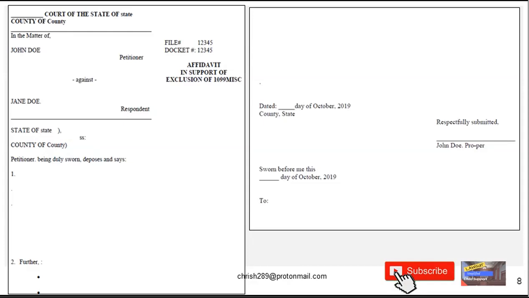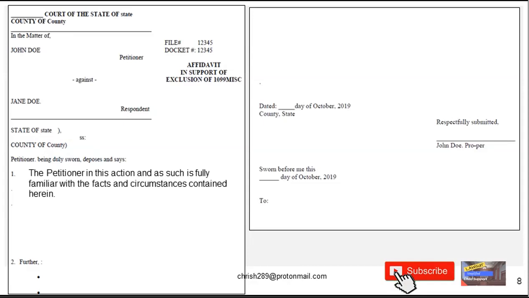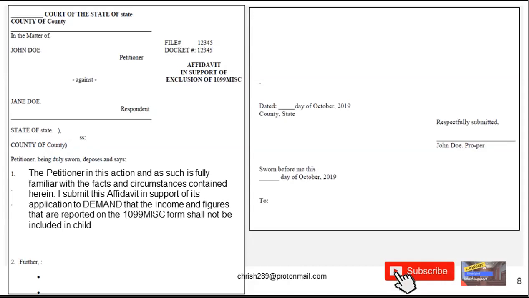On the left side, you have what is called affidavit in support of exclusion of the 1099 income. Then you have the parties, John Doe as a petitioner and Jane Doe as a petitioner. In the body of the petition, this is the text that we came up with that went right to the point, and it reads, the petitioner in this action and as such is fully familiar with the facts and circumstances contained herein. I submit this affidavit in support of its application to demand that the income figures as reported on the 1099 miscellaneous shall not be included in the child support calculations. And as a direct result, the issue in the above matter are resolved and closed.